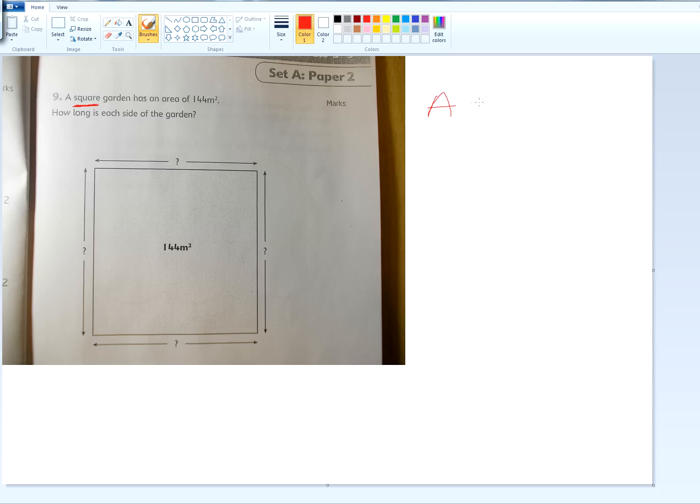Let's have a look. Area is equal to length times by width. We know that the length and the width are both the same. So the length and width are the same. So we say length times by length in a sense. And what is the area again?